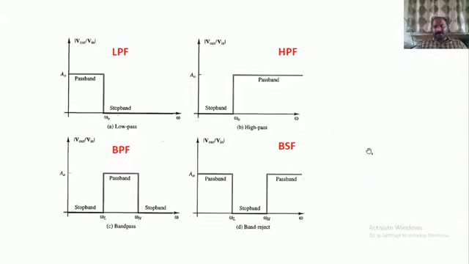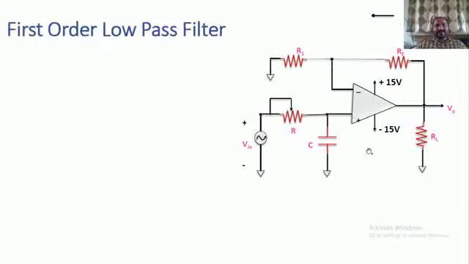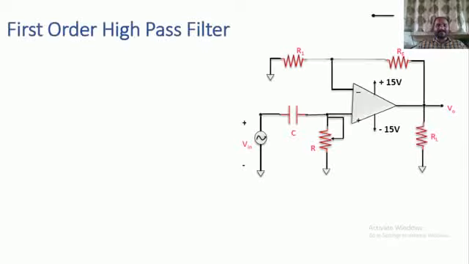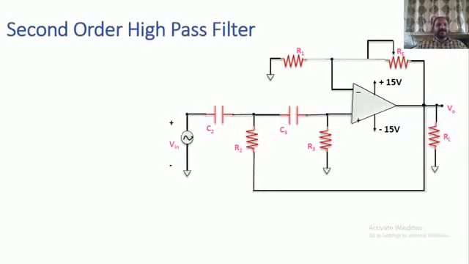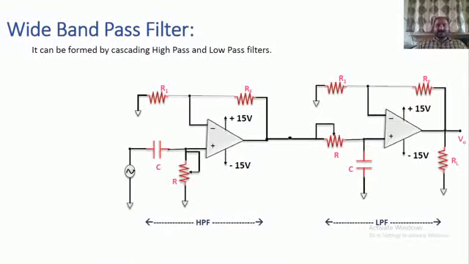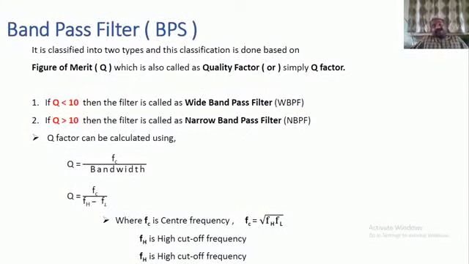So let's go to our band pass filter concept. A band pass filter is nothing but a combination of the low pass and the high pass filter. There are two types of band pass filters. The classification into two types is based on the figure of merit of your filter.